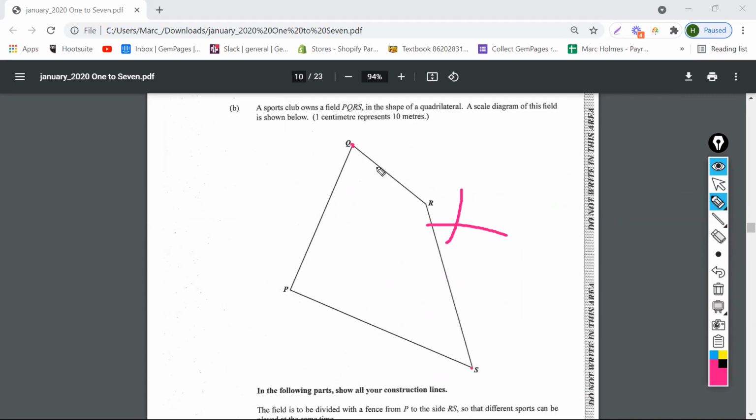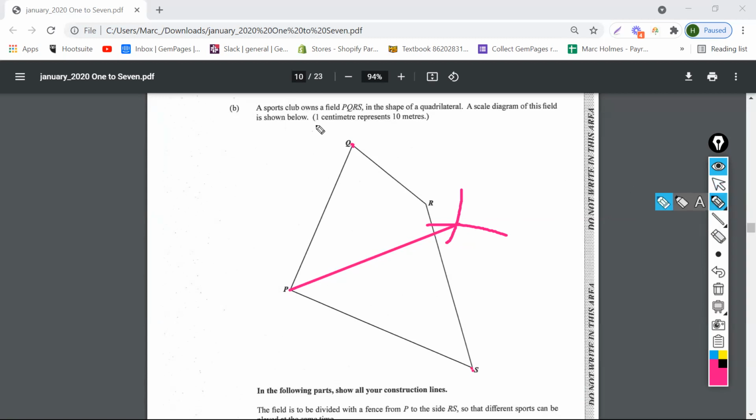Cool. So using the same compass swing, when you open it to here and you swing it, don't move it. Put it here and then swing it again. And then that will give you the intersection between the both of them.